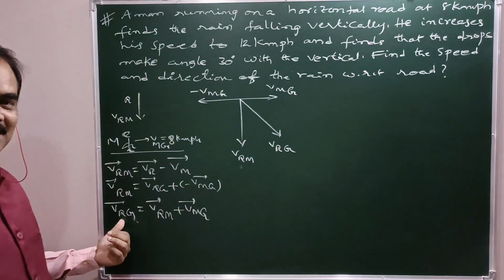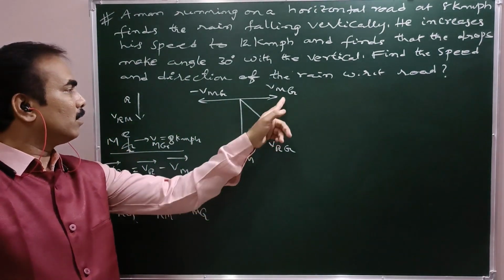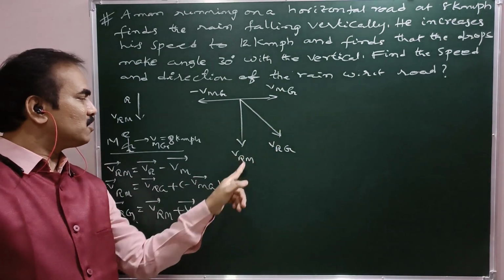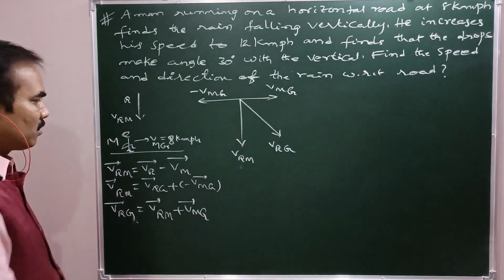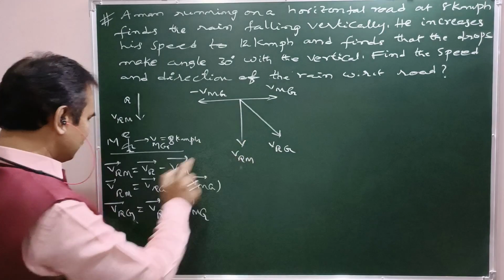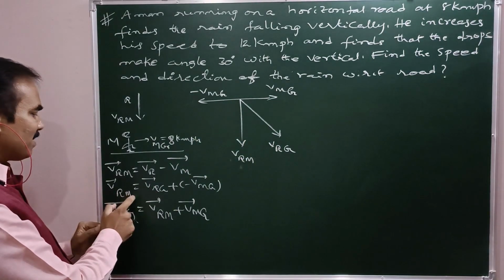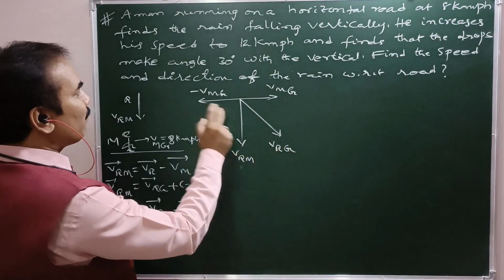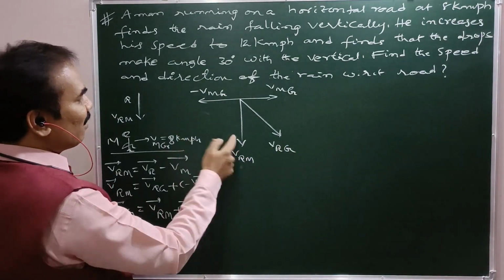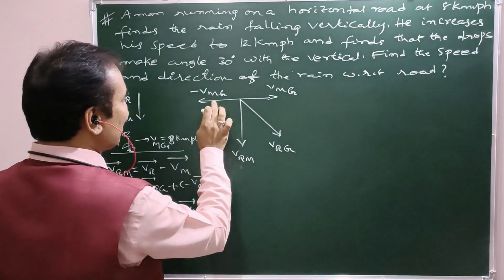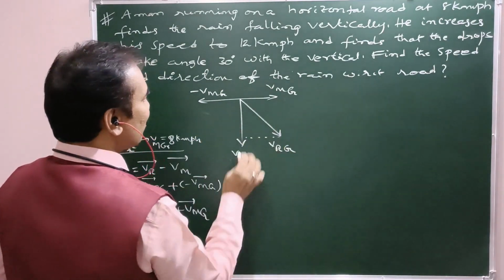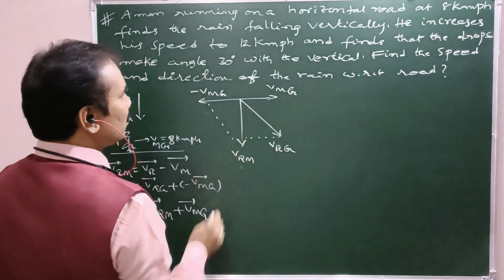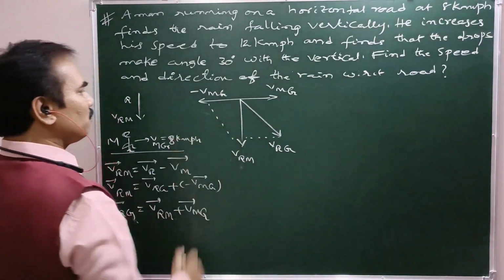See, VRG is the resultant of these two. Of course, VRM is the resultant of these two. See here, in the previous step, VRM is the resultant of VRG and minus VMG, that is VRG minus VMG, collectively forming VRM. So parallel to this one side, parallel to this one side, this is the resultant of these two.